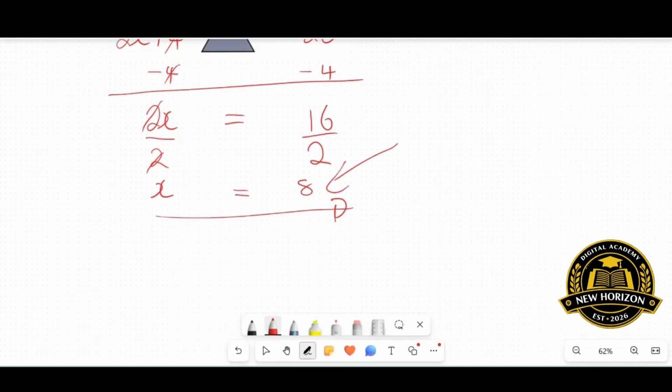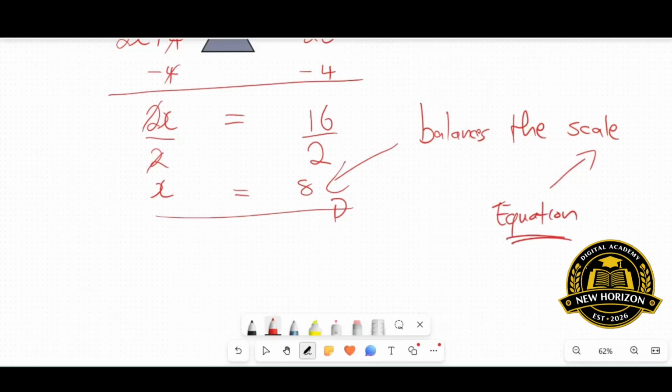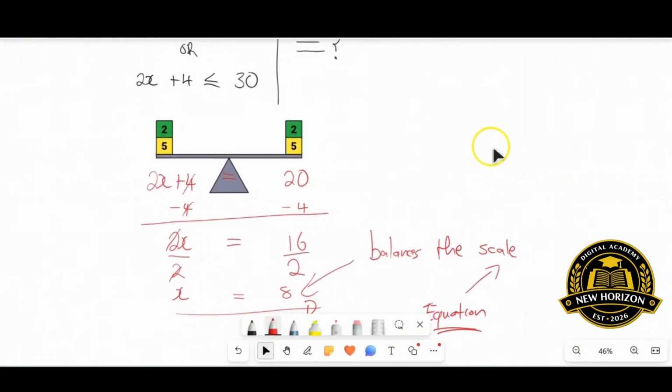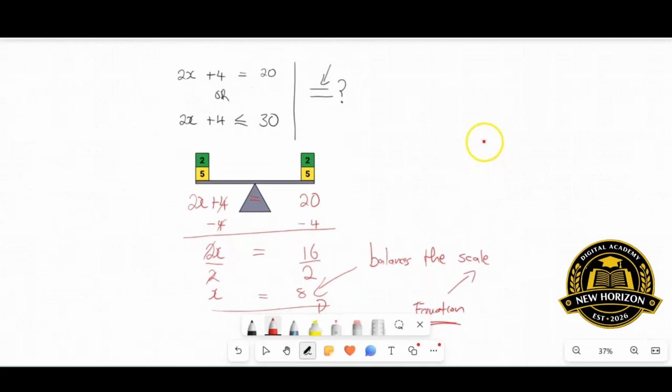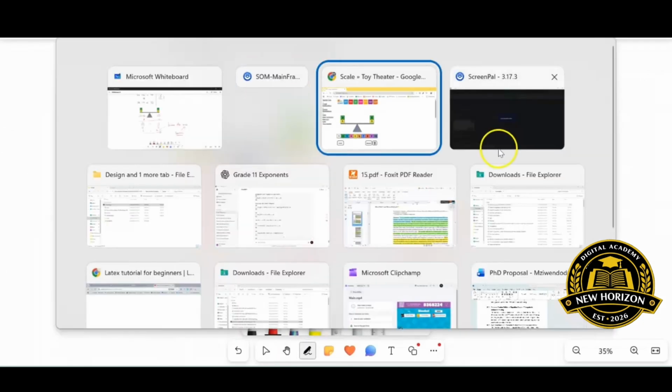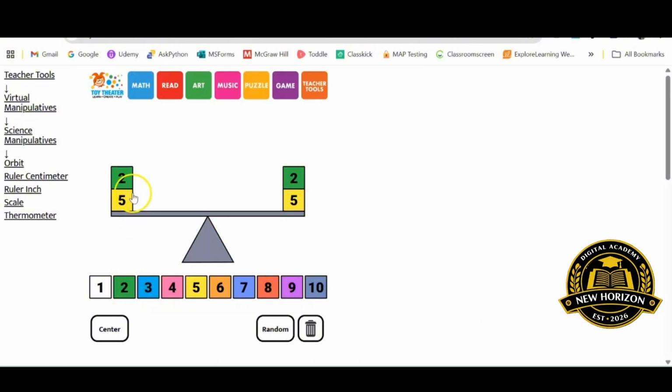What is this 8? It is the number that balances the scale. If I put any other number, the scale is not going to be balanced. And by scale, we are actually referring to what? To an equation. So this is the one value that makes this scale balanced. These manipulatives really help with the concept. You can play around with it, keep adding values, and this is going to be a visual.